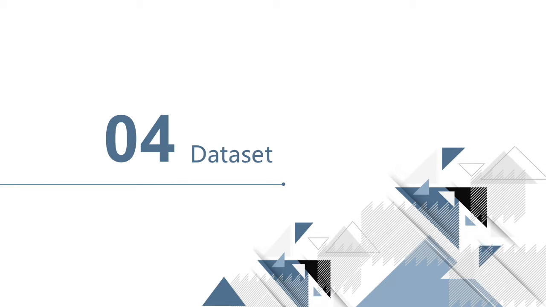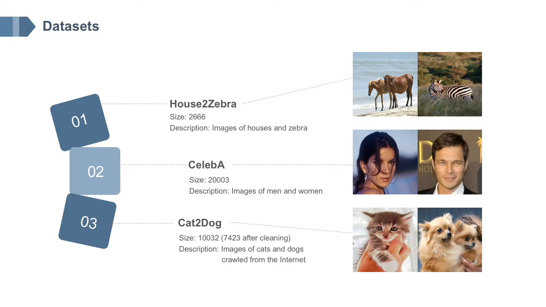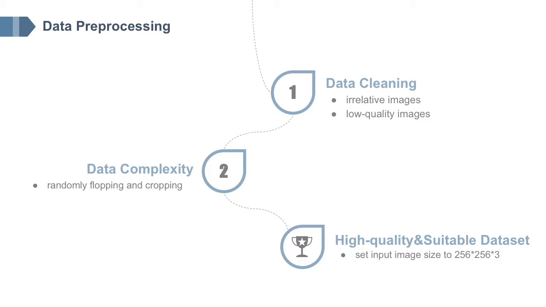Now I will introduce the datasets in our experiment. We use 3 datasets in the experiment: horse2zebra, setup A, and Cat2Dog. Horse2zebra and setup A are regarded as baseline to ensure that our model is correct. Cat2Dog is the dataset we mainly test on, containing more than 10,000 images of cats and dogs crawled from the internet. Since Cat2Dog is crawled from the internet, there exist many noises and low-quality images.